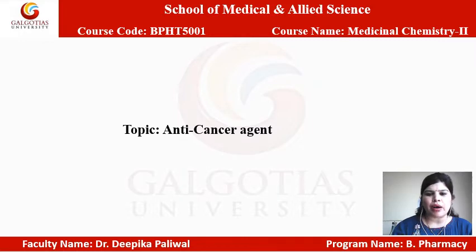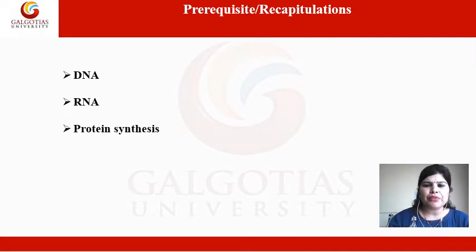Today we will learn about anti-cancer agents. Anti-cancer agents are the chemical agents used for the treatment of cancer. Before we start the lecture, the student must be aware of the structure of DNA, the structure of RNA, and the process of protein synthesis. These factors are very important for today's lecture.